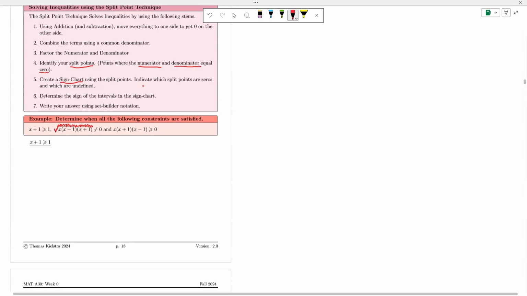So if we look at this first example here, step one. If we look at this example here, we need to move this over. So we're going to use subtraction to move it over to get x plus 1 minus 1 greater than or equal to 1 minus 1. And this is step one, which gives us x is greater than or equal to 0.